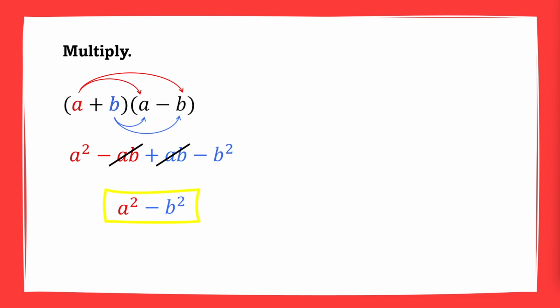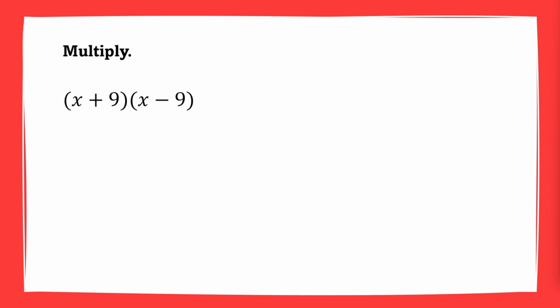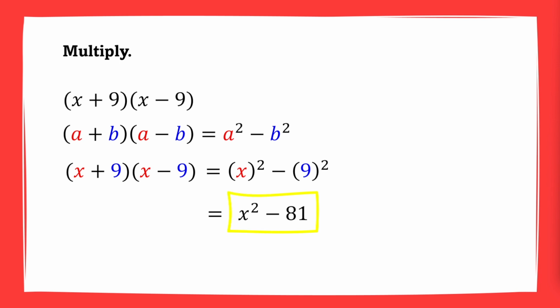When you multiply the sum and the difference of two terms, the resulting expression is called the difference of two squares. In this example, we are multiplying two binomials containing the same terms where one is a sum and the other is a difference. We can apply the rules for a plus b times a minus b, where in this case a is x and b is 9. Finding the difference of two squares, we get x squared minus 9 squared, which equals x squared minus 81. This process saves a lot of time compared to expanding directly using the distributive property.